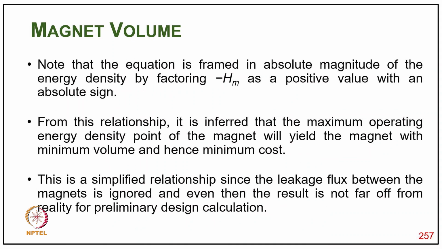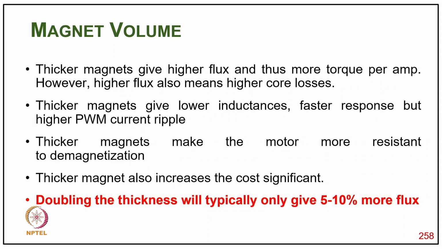Note that the equation is framed in absolute magnitude of the energy density, with the factor of minus Hm as a positive value with the absolute sign. From this relation it is inferred that the maximum operating energy density point of the magnet will yield the magnet with the minimum volume and hence the minimum cost. This is a simplified relation, since the leakage flux between the magnets is ignored, and even so the result is not far from a really preliminary design calculation.